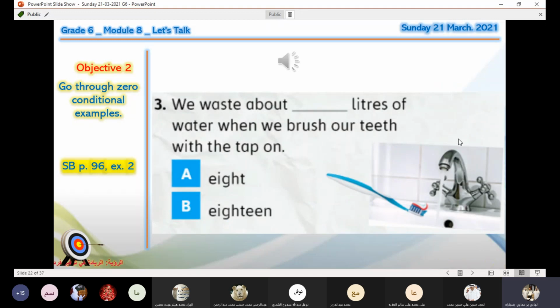It's 18. First of all, we mustn't waste water. When we leave the tap on while brushing our teeth, we waste about 18 litres of water. So please guys, when you brush your teeth, turn the water tap off. Don't keep the water running while brushing your teeth. Okay guys? You may waste 18 liters of water.